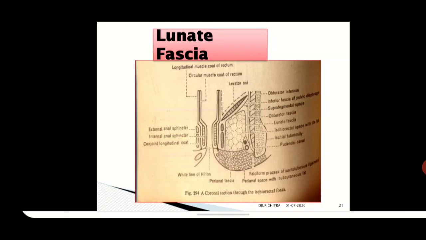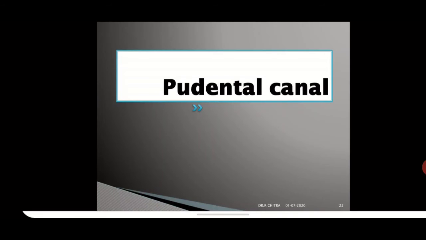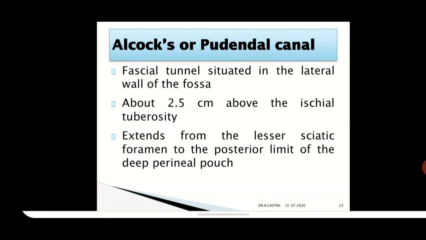So, this is a good diagram. You have to see that the lunate fascia is covering on the sides the obturator fascia and the anal fascia. Anal fascia is present medially and obturator fascia is present laterally. In the lateral wall of the ischiorectal fossa, the pudendal canal is present. This may be asked as short notes for you.